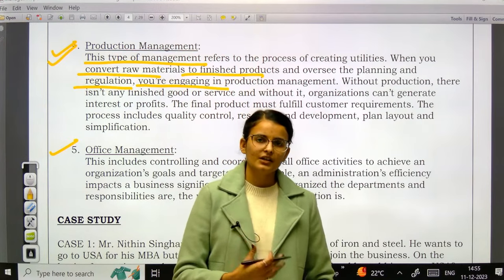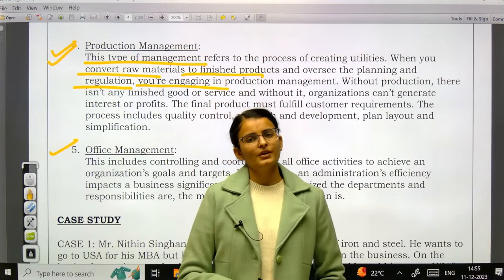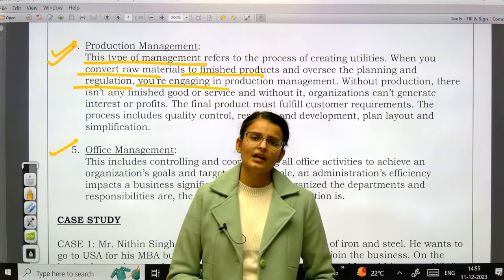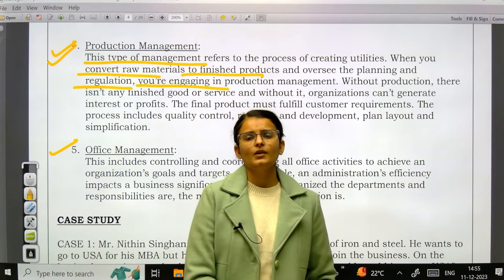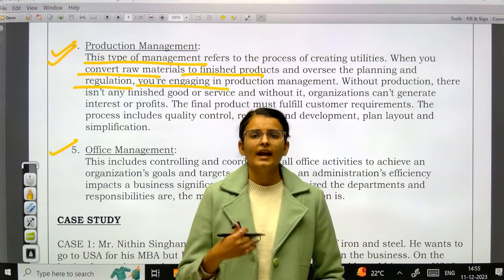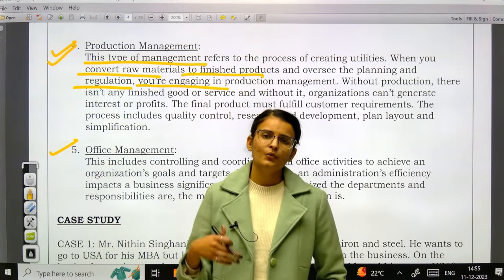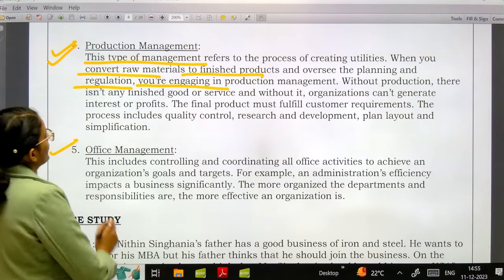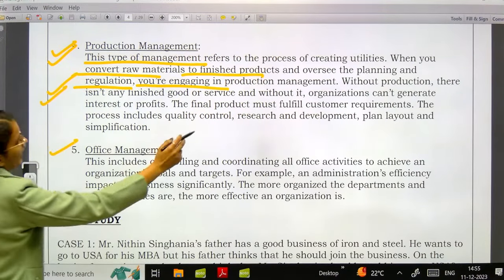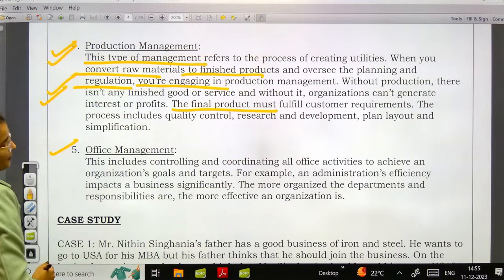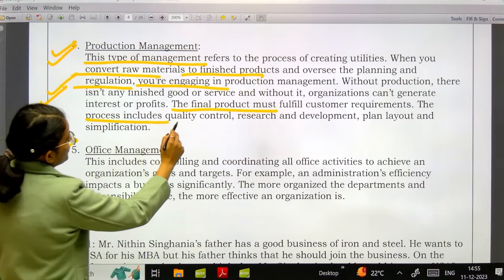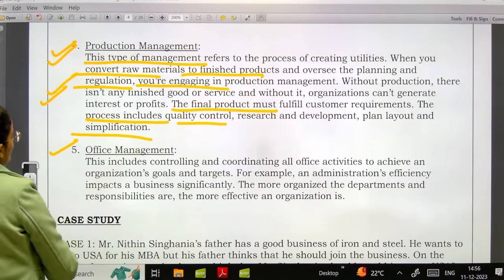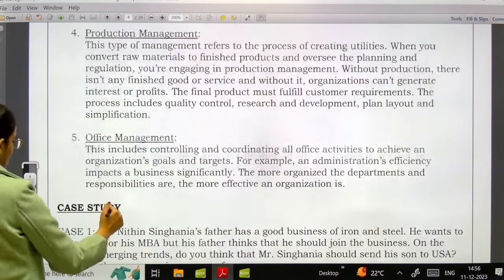if the demand is for 100 units of some product, then they should produce 100 units of product. How they will produce it, who will be the supplier, what will be the chain, what will be the marketing strategy, how they will contact the wholesaler, what raw materials are required for production, and what will be the cost, all that is covered under production management. Okay. And the final product must fulfill customer requirements. The process includes quality control also, research and development, plant layout, and simplification.